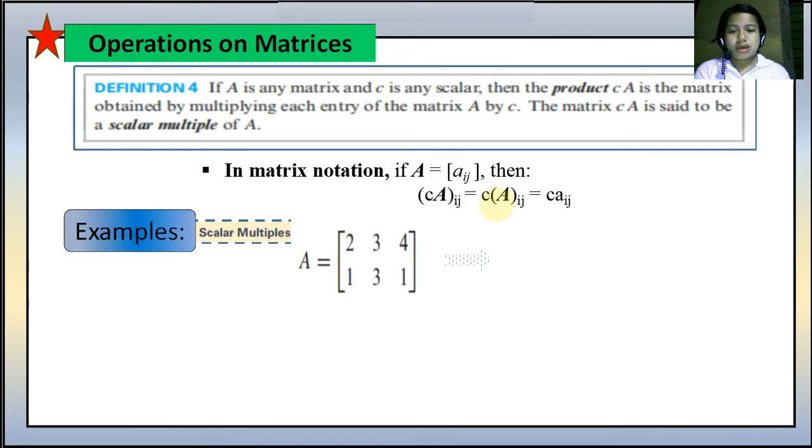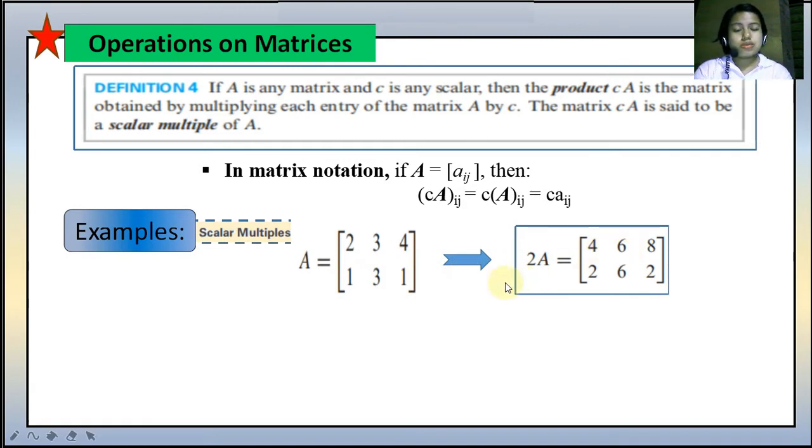Example, we have matrix A with entries 2, 3, 4, 1, 3, 1. With a scalar of 2, all entries of matrix A will be multiplied by 2. Then we have 2 times 2, that's 4. 2 times 3, it's 6. 2 times 4, that's 8. 2 times 1, 2. 2 times 3, that's 6. Then we have 2 times 1, which is 2. So this matrix here is a scalar multiple of matrix A by 2, since we multiplied all entries by 2.